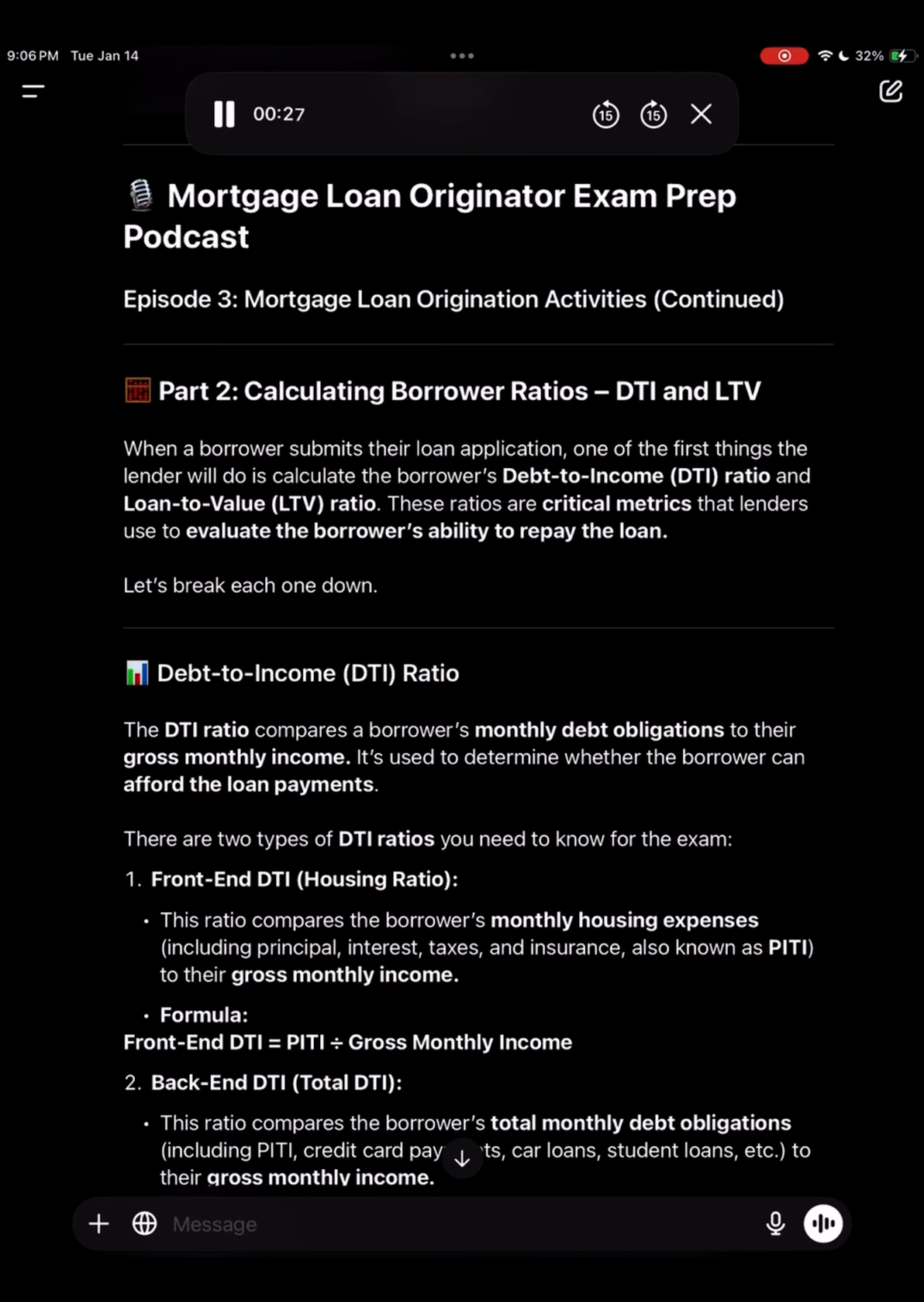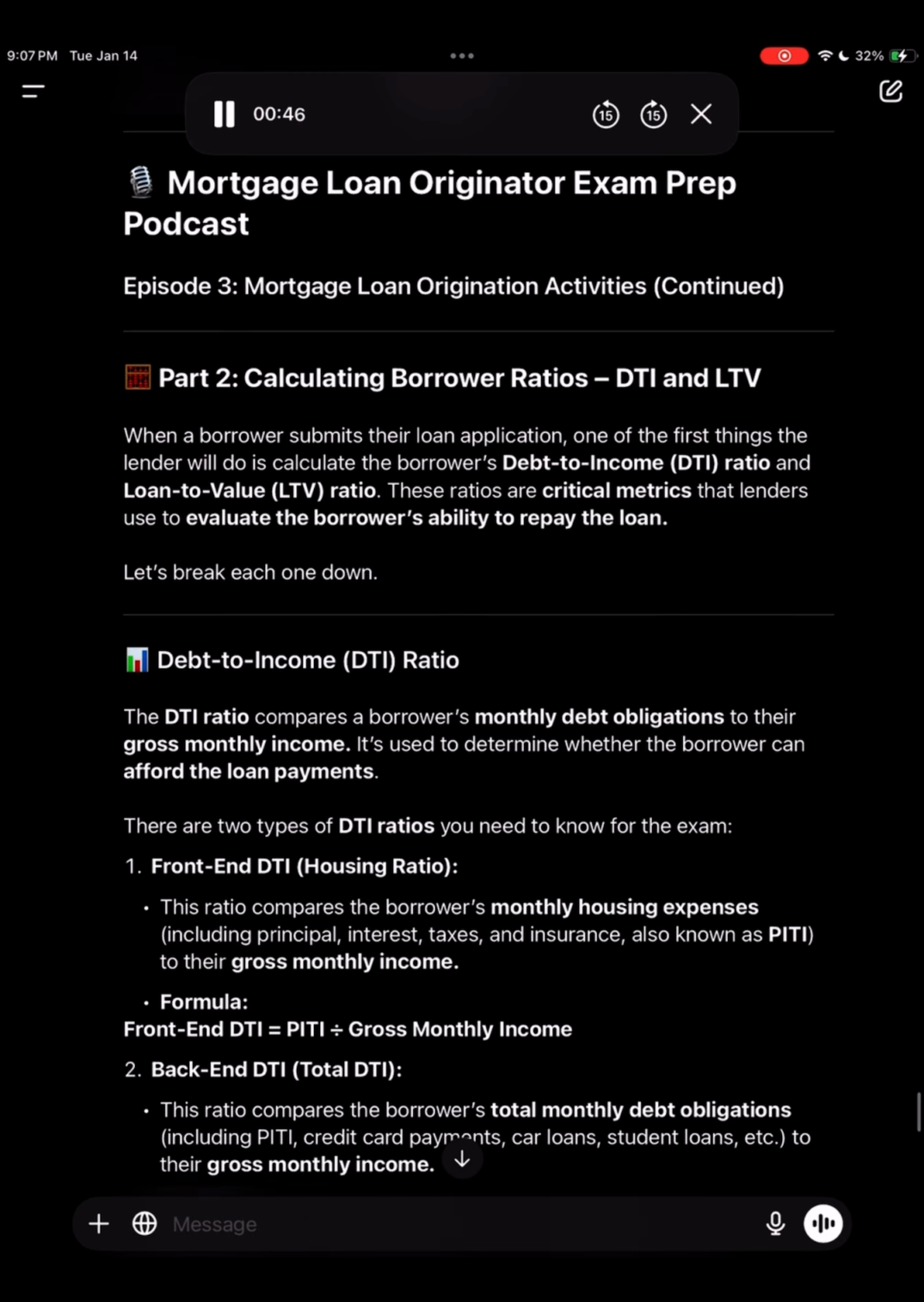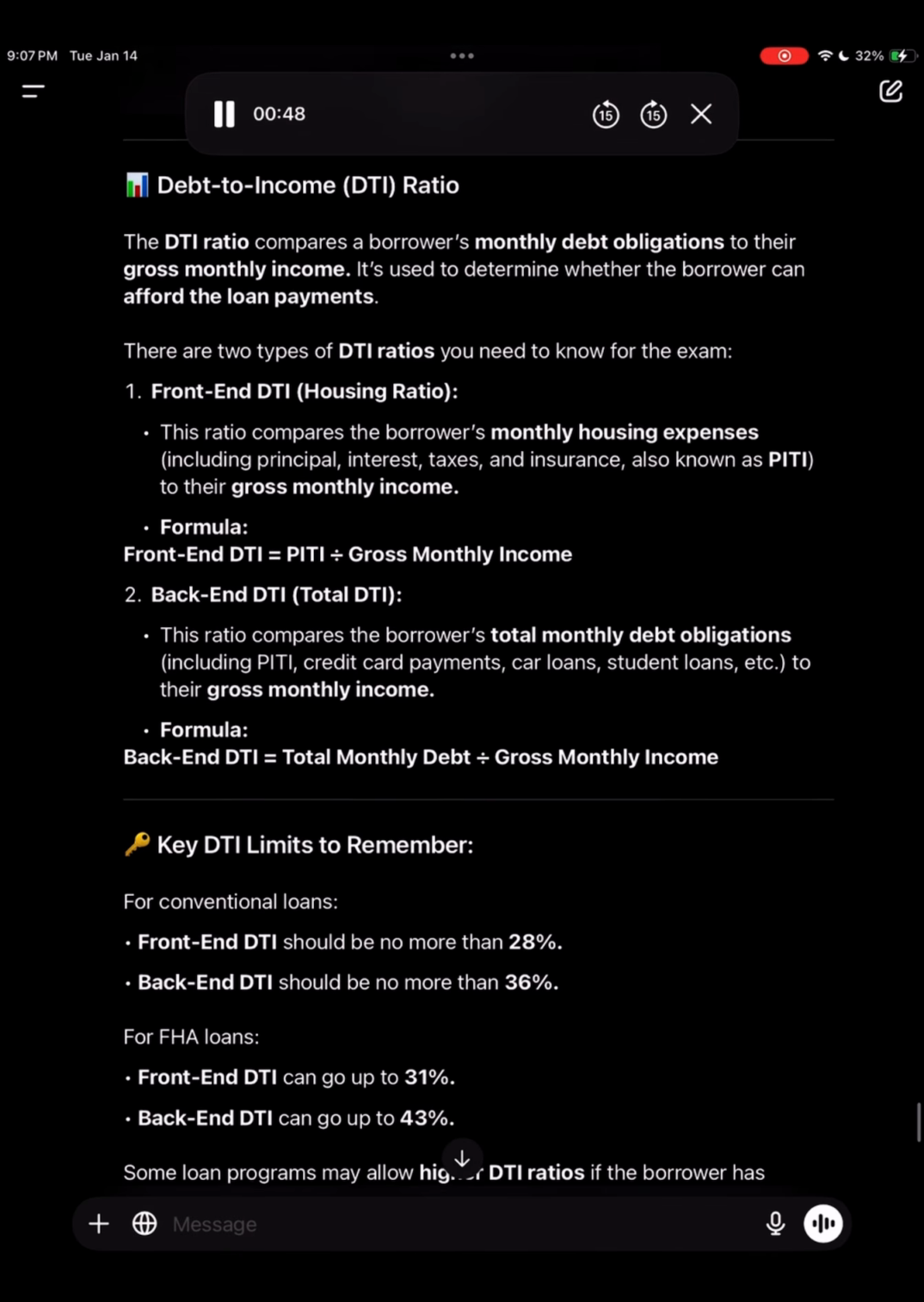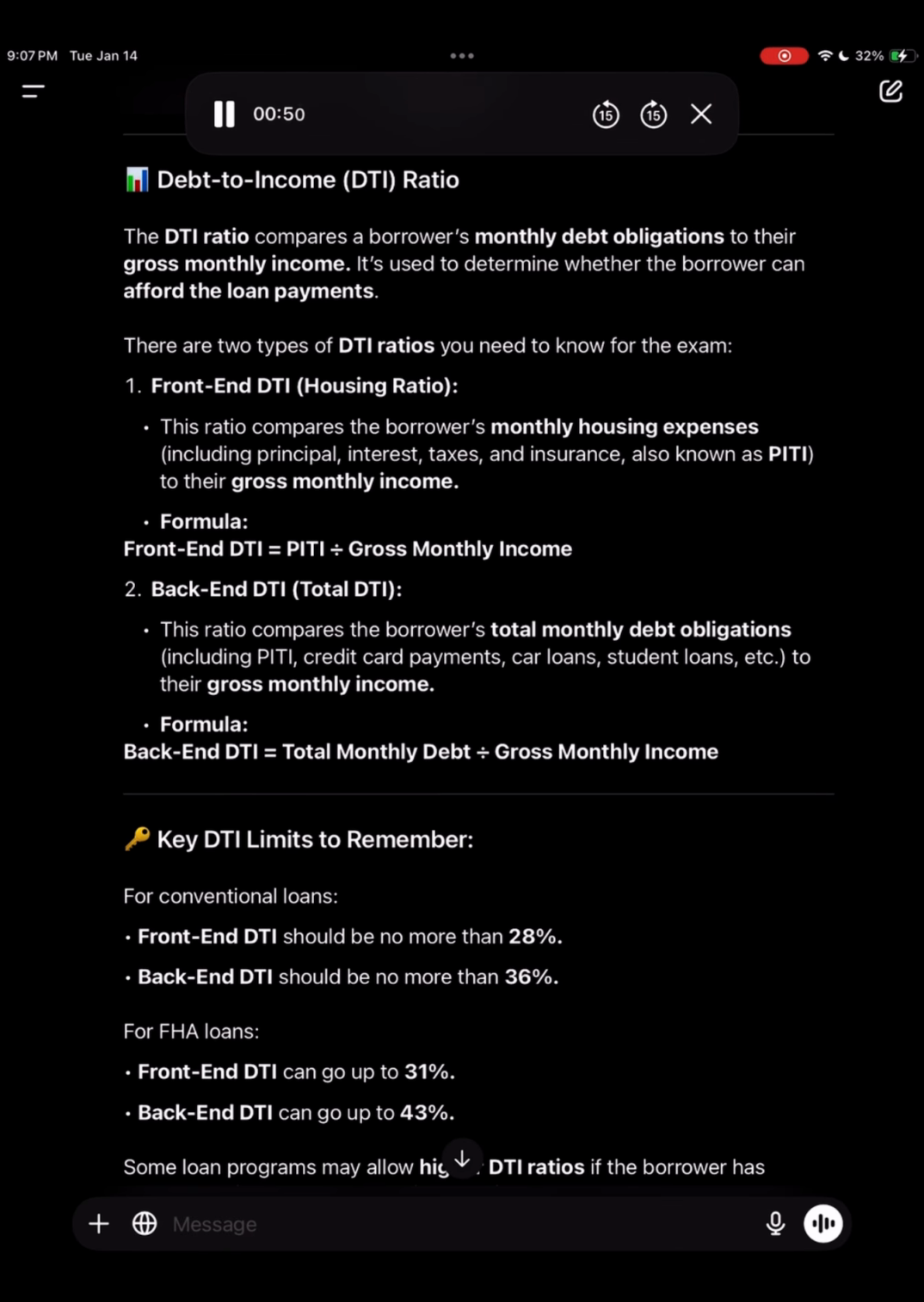When a borrower submits their loan application, one of the first things the lender will do is calculate the borrower's debt-to-income, DTI ratio, and loan-to-value, LTV ratio. These ratios are critical metrics that lenders use to evaluate the borrower's ability to repay the loan. Let's break each one down. Debt-to-income ratio. The DTI ratio compares a borrower's monthly debt obligations to their gross monthly income. It's used to determine whether the borrower can afford the loan payments. There are 2 types of DTI ratios you need to know for the exam.